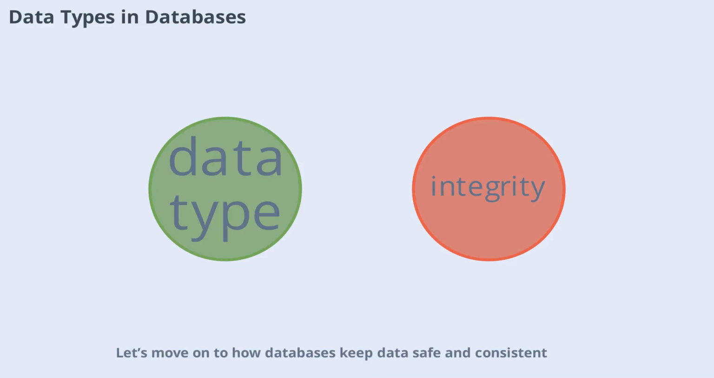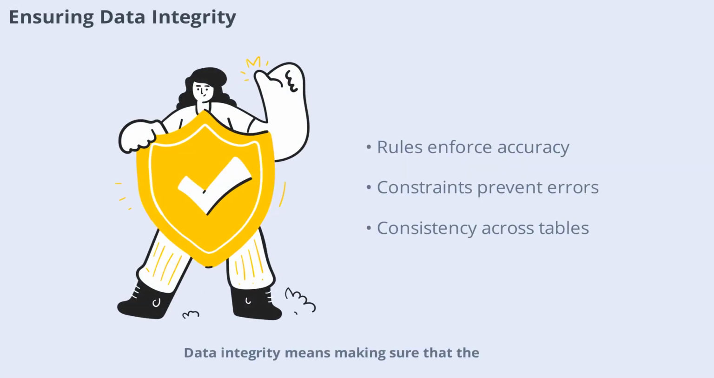Let's move on to how databases keep data safe and consistent. Data integrity means making sure that the information in the database is accurate and reliable. Traditional databases use various rules and constraints to enforce data integrity. For example, unique constraints prevent duplicate entries, while not null constraints ensure that important fields are always filled in. Foreign key constraints maintain consistency between related tables. These measures help organizations trust the data they rely on for decision-making.